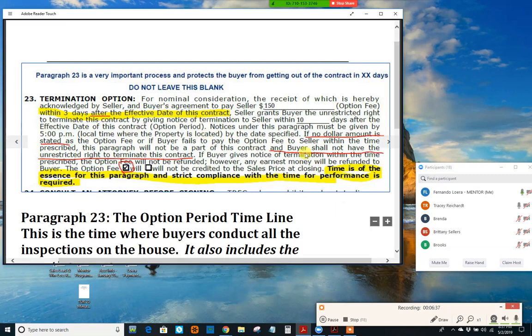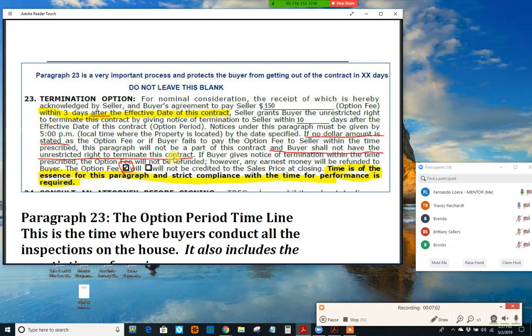Okay, and here I highlighted if no dollar amount is stated, or the buyer fails to pay the option fee, then they're not able to have the unrestricted rights to terminate the contract. So if you put a zero as a dollar amount, it still doesn't work. It's better to put $1, just to make it active.